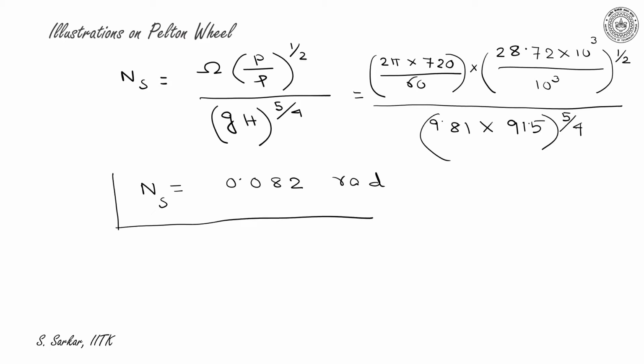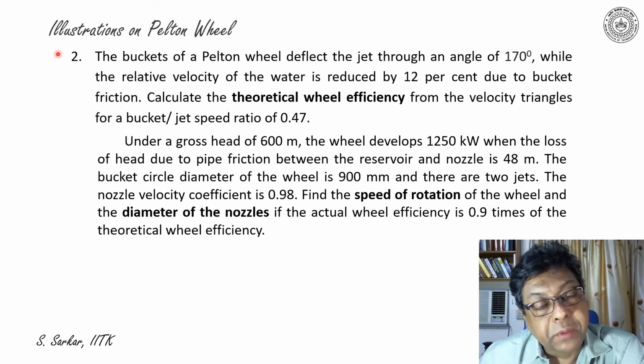Thus, I have got the specific speed of the Pelton wheel as 0.082. Hence, I have evaluated all the answers that were asked. I'll solve the second problem now.